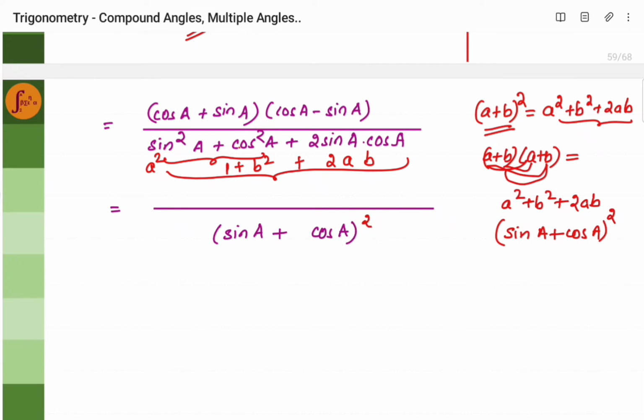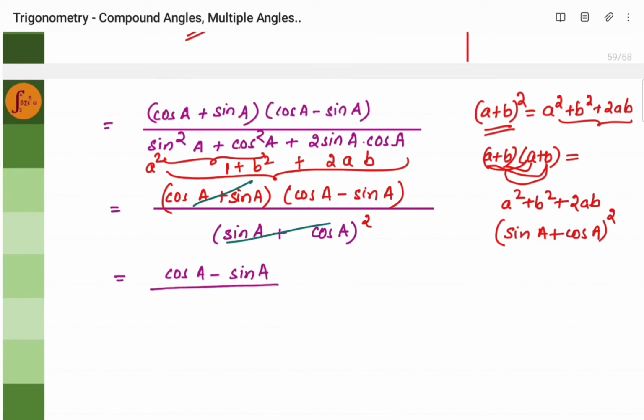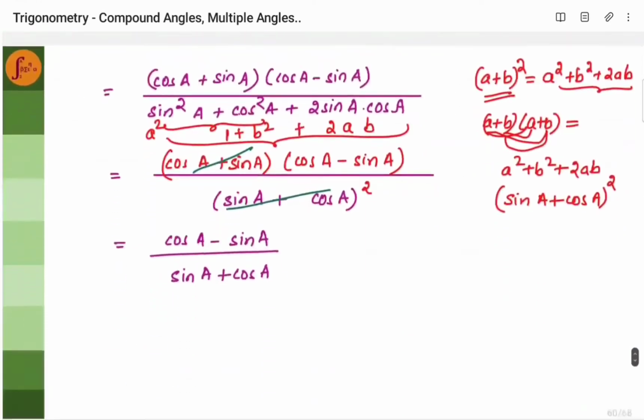Now, let's copy the numerator. What is the numerator? We have cos a plus sine a into cos a minus sine a. Now, we can cancel one of this: cos a plus sine a, and the cos a plus sine a in the denominator. One of this will get cancelled. So, you will be left with cos a minus sine a, this one, and one of this, that is sine a plus cos a. So, we have proven this. This is equal to RHS.